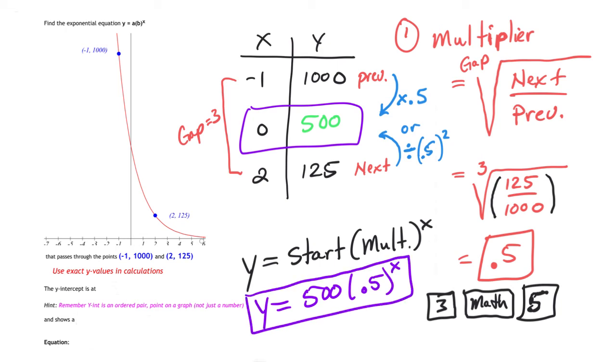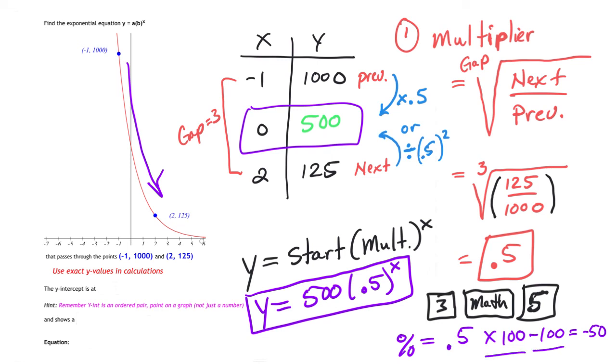Now the last part it asks you is what is the actual percent increase or decrease as you go to the right? How are these numbers getting smaller as we go down here to the right? And the answer is you're going to change that multiplier to a percent. And the way you do that is by multiplying it by 100 and then subtract 100, and it gives you an answer of -50. That -50 tells you that it's going down 50%. So this is a down 50%, 50% decrease, and your y-intercept is at 0, 500.